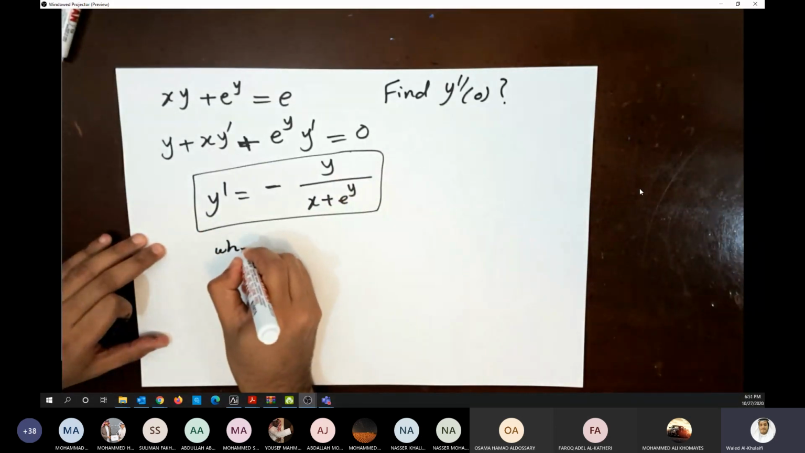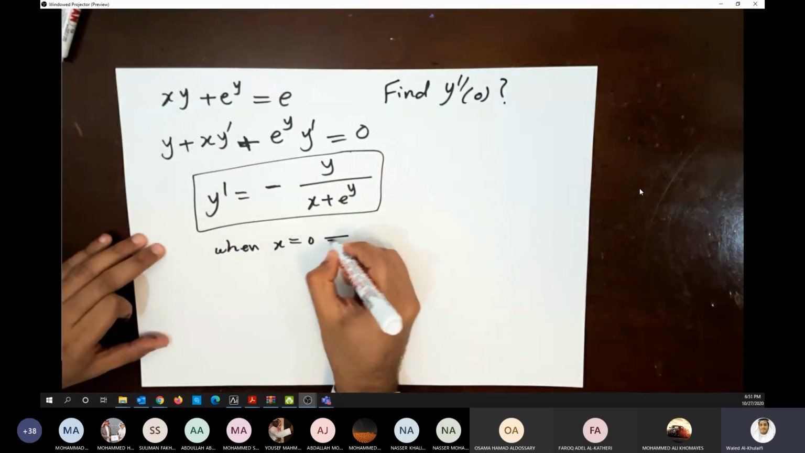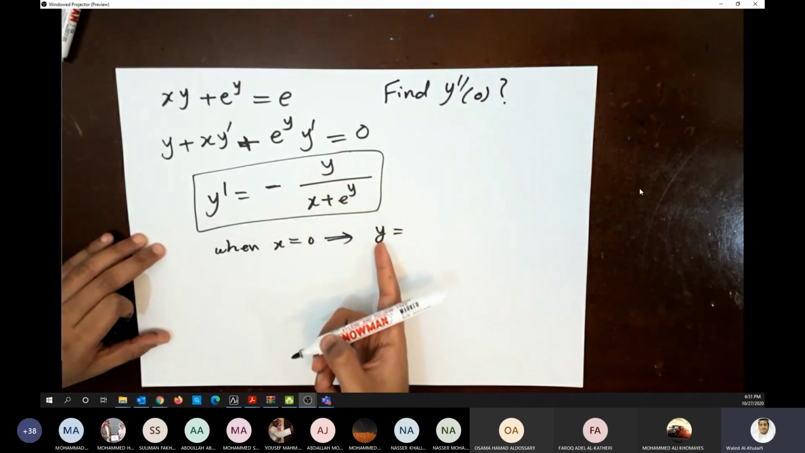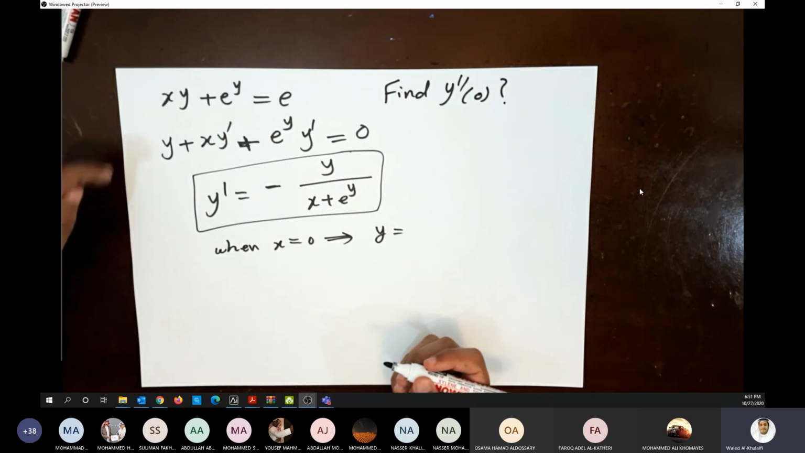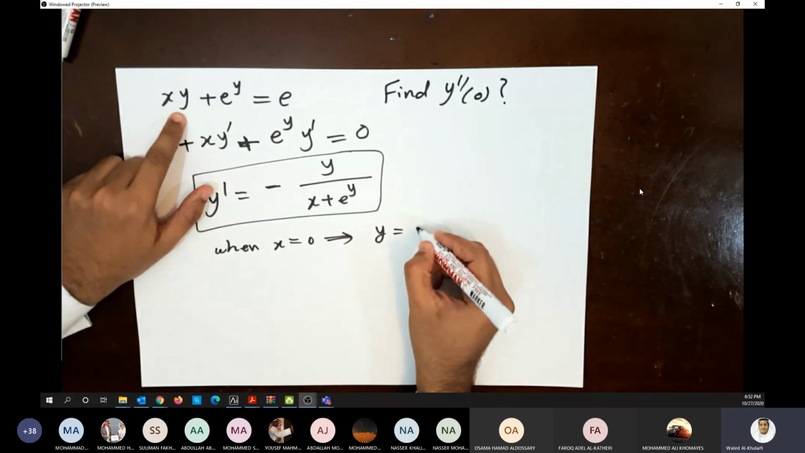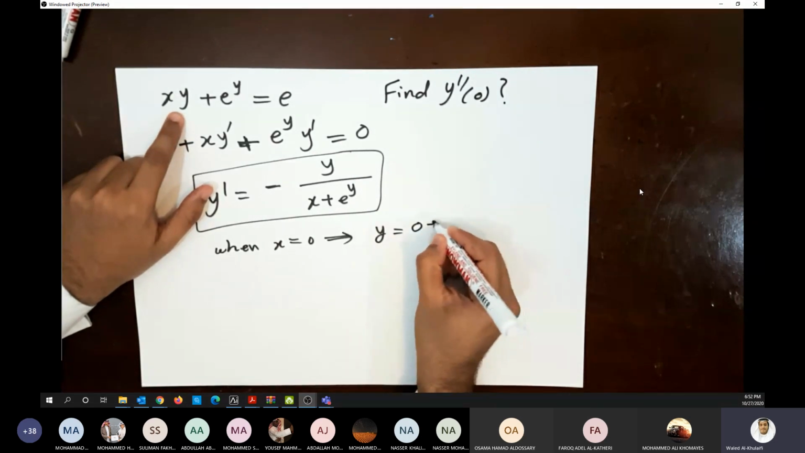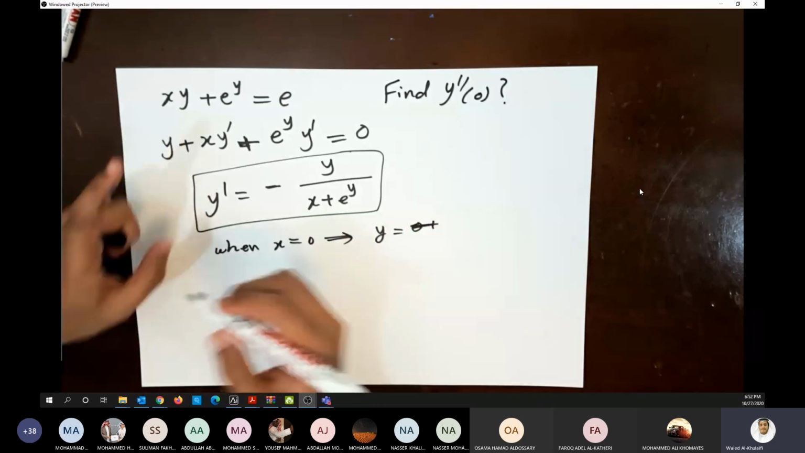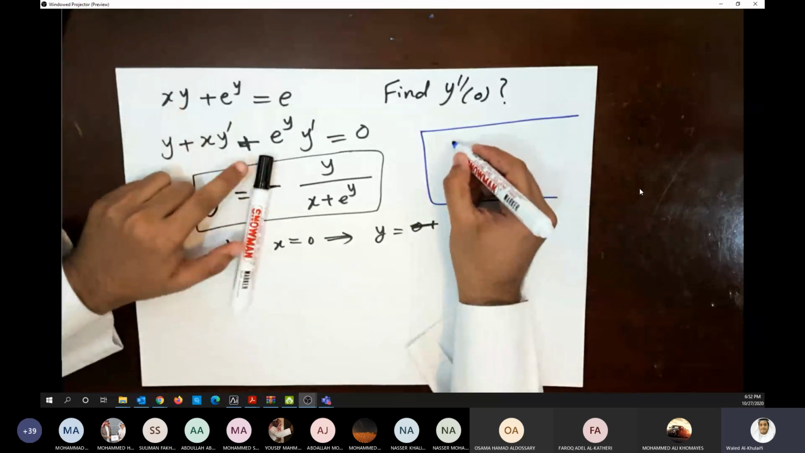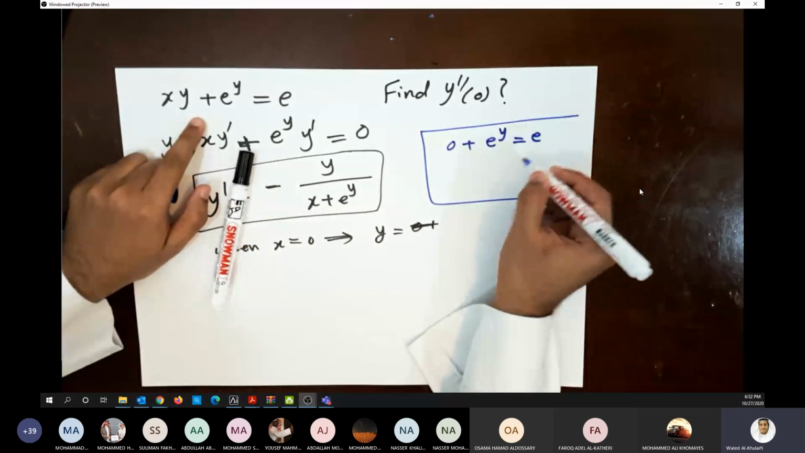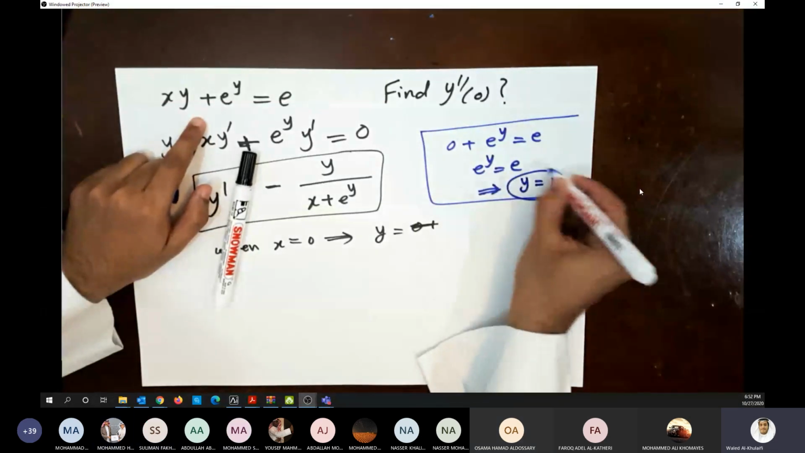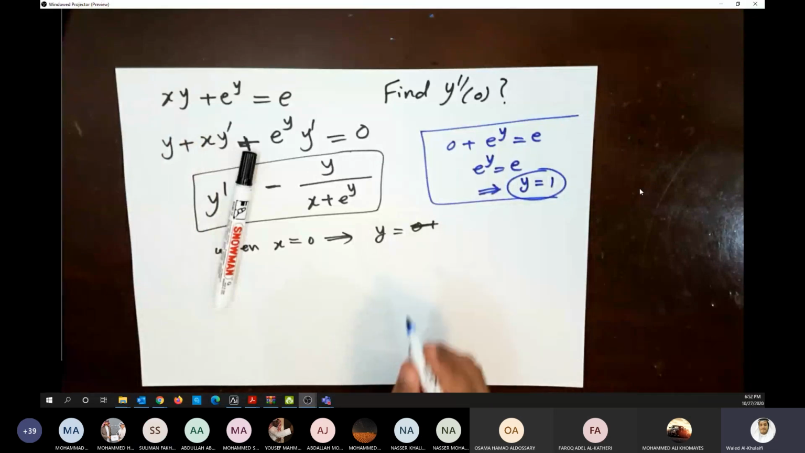Now when x is equal to 0, this implies that y equals what? I want to see the value of y, we need to substitute here. What does y equal, guys? How to get y? You have to get it from the original equation, right? So let's do it in the margin here. Substitute x equal 0, what do we get? 0 plus e to the y equals e. This means e to the y equals e, which means y equals 1. Excellent, you take the log of both sides and you get y equal 1. Okay?